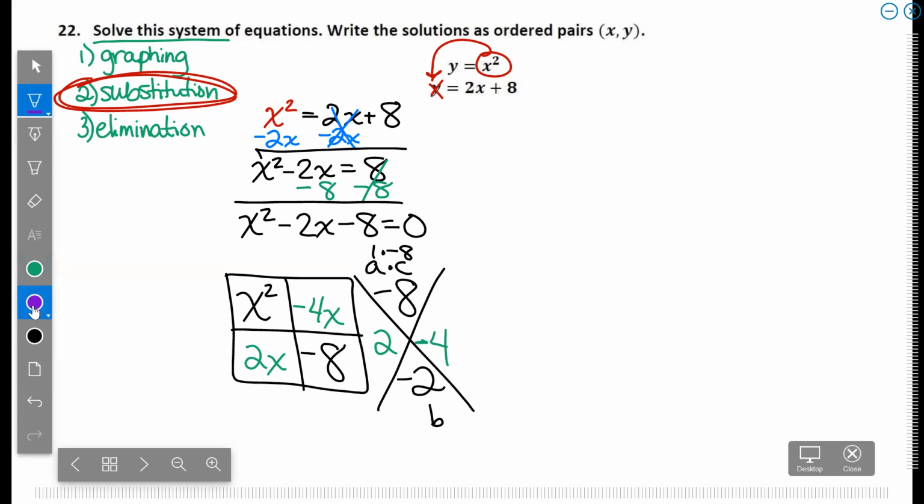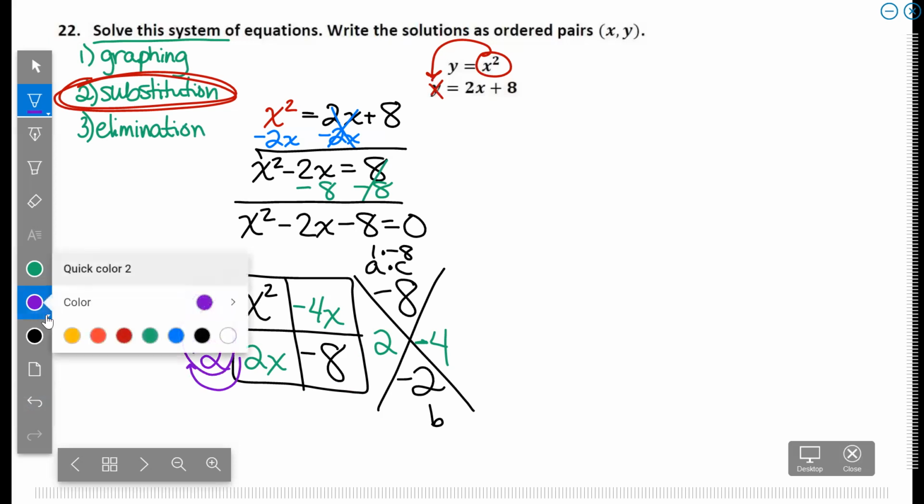So then I'm going to pull out the things that I can from each pair. What can I pull out of x squared and negative 4x? What do they have in common? X. What about 2x and negative 8? What do they have in common? What goes into both of them? 2. Positive or negative 2? What are we touching right here? Touching a positive. So I'm going to take out a plus. So x plus 2 is a factor.